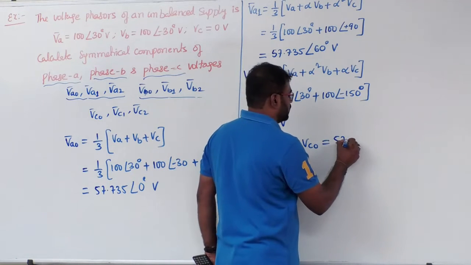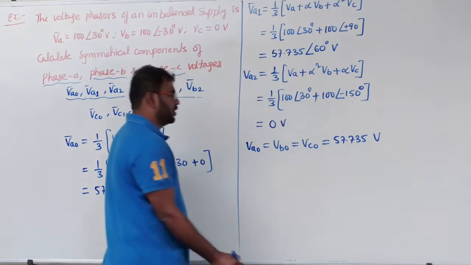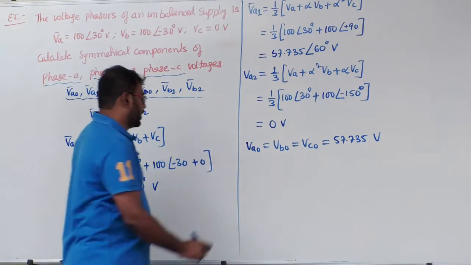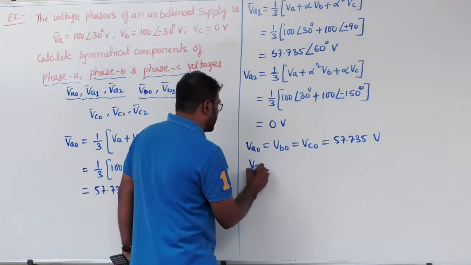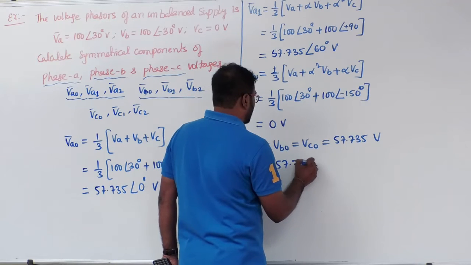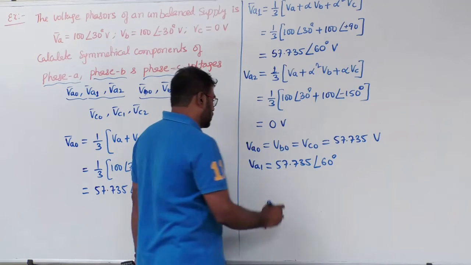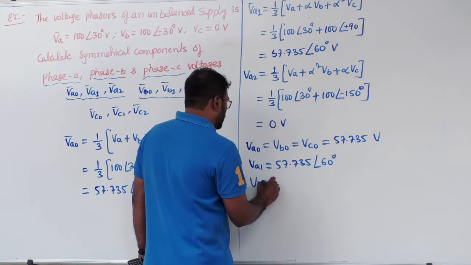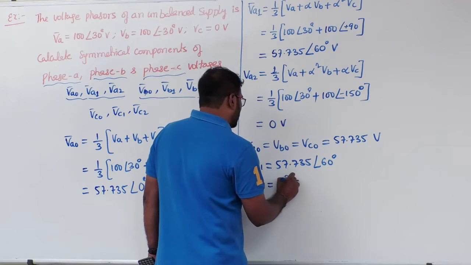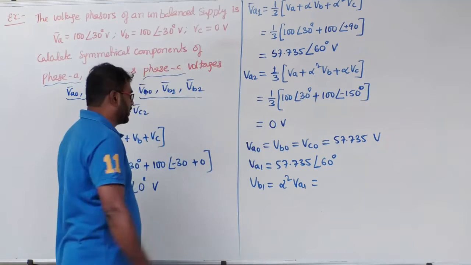So what is that value? 57.735 at an angle 0, so simply 57.735 volts. Next we have VA1 equal to 57.735 at an angle 60 degrees. If that is the case, what is VB1? We know VB1 is alpha square times VA1, correct or not? VB1 equals alpha square times VA1.